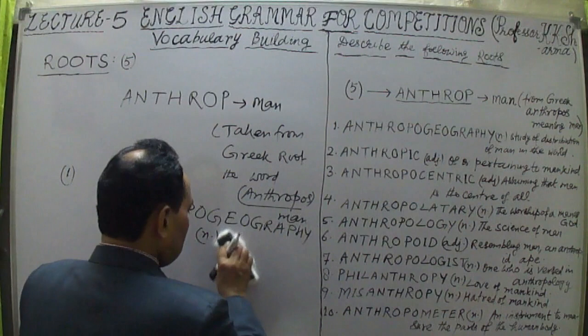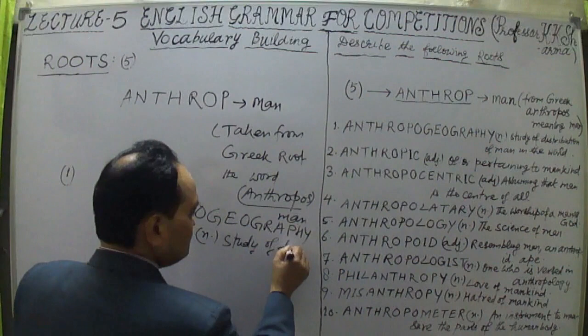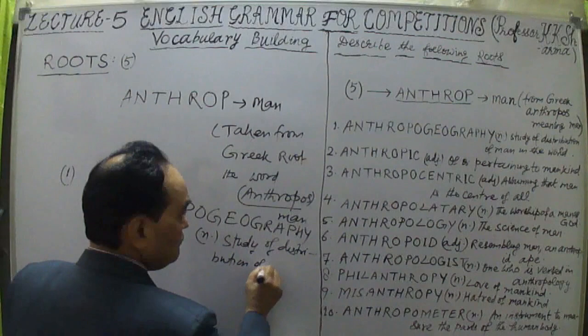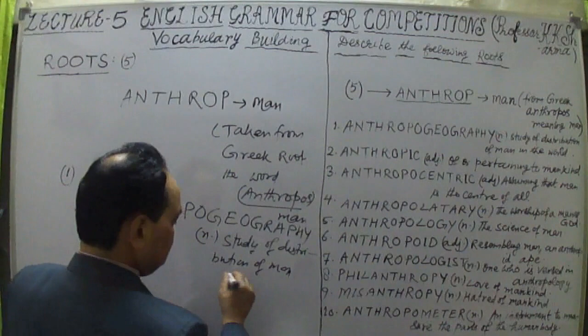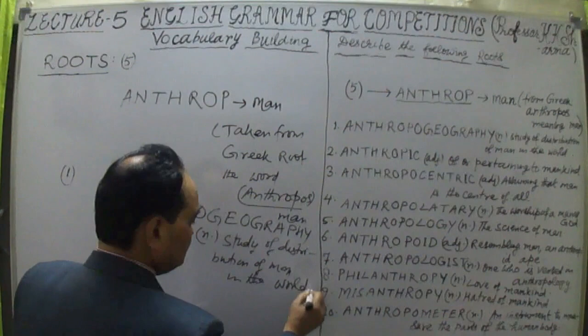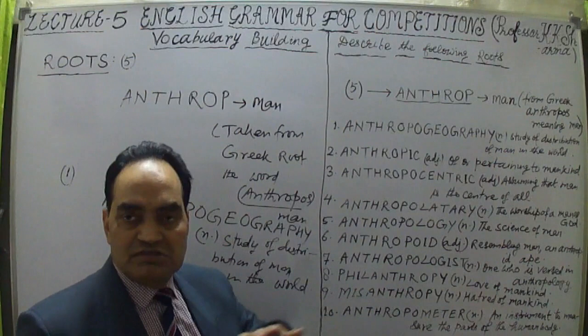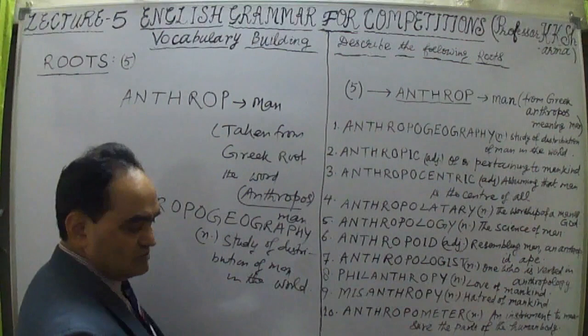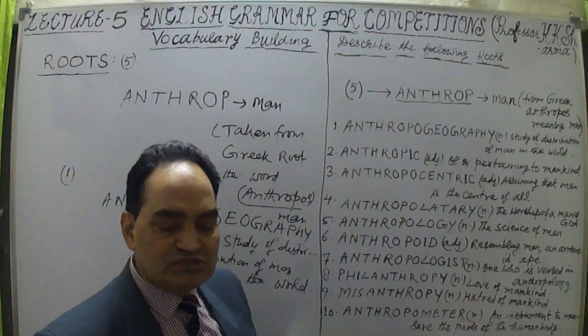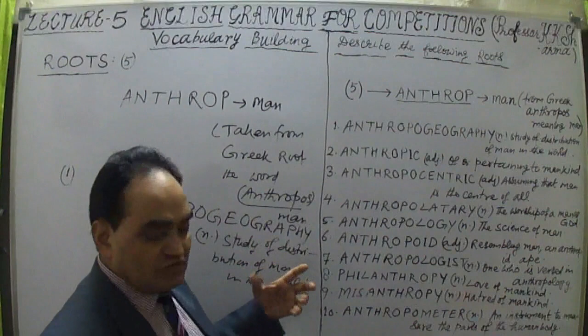Study of distribution of mankind, or man, in the world, or on the globe, where human beings are spread and distributed. The distribution of man in the world is the basic object of anthropogeography. Geography means the study of earth: geo means earth, and graphy means study of. So geography is the study of earth.